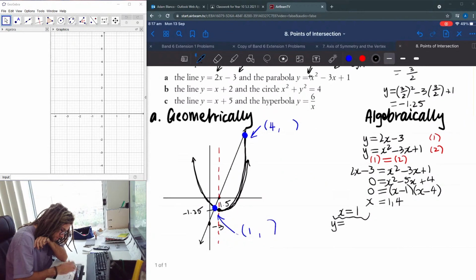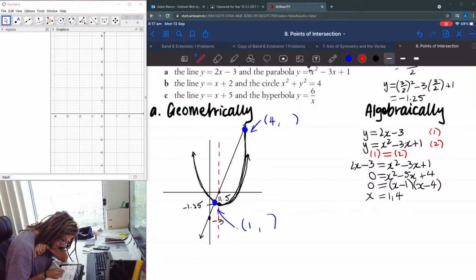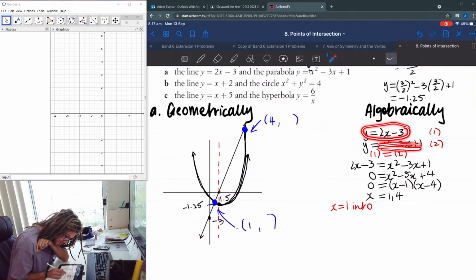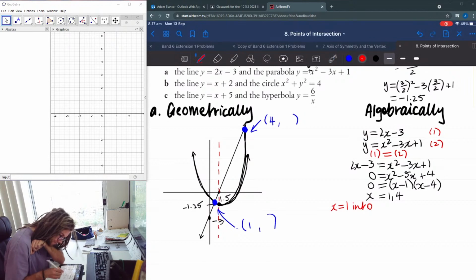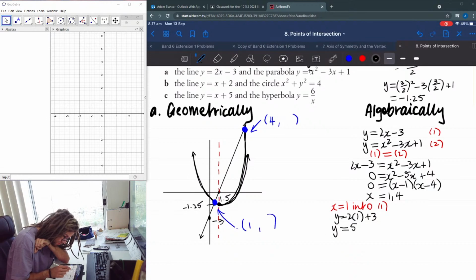So actually, let's narrate what we're doing. I'm going to put x equals 1 into, and you can choose. I think the nicest one to substitute into is this one, obviously, because then this one's a lot bigger. So I'm going to put that into 1. So that's going to be y equals 2 times 1 plus 3. So then y equals 5. Okay, so when x is 1, y is 5.